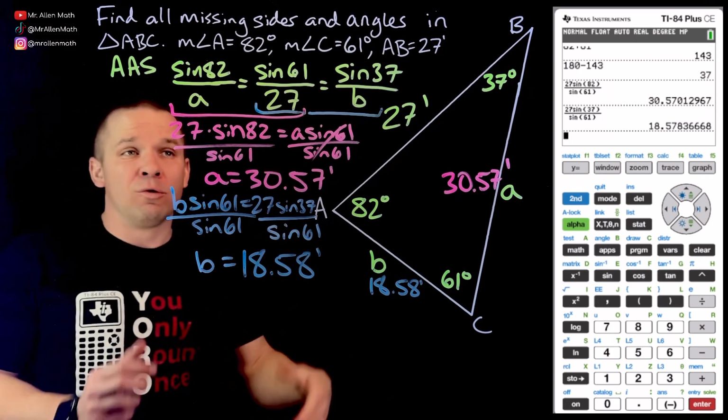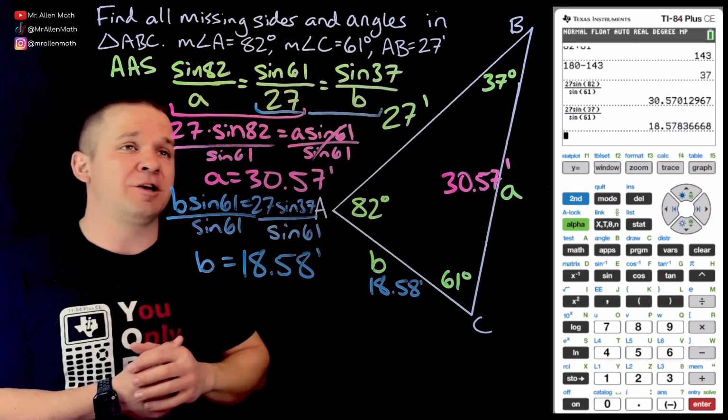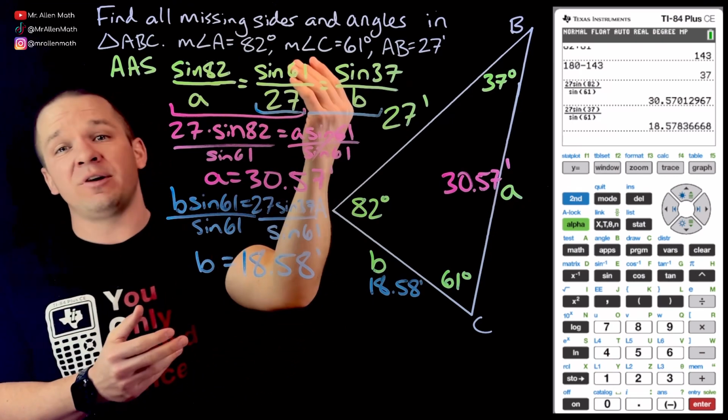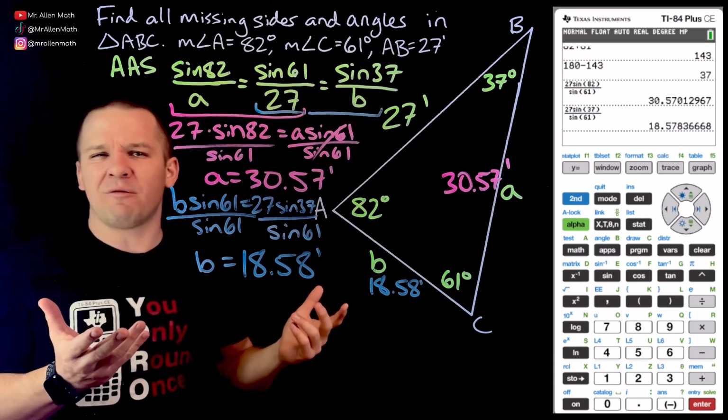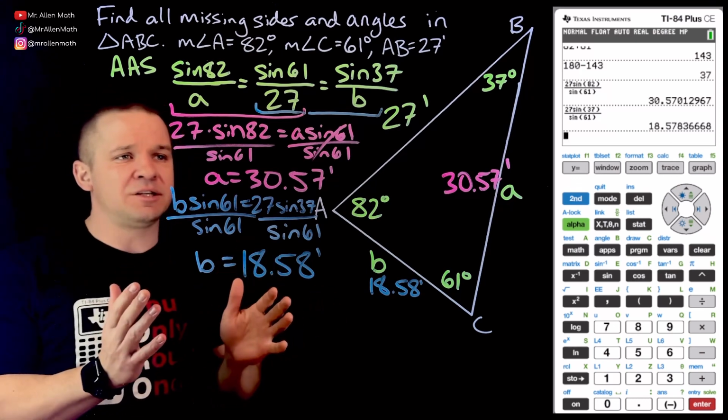Kind of a cool formula, real easy to work with because it's just cross multiplication to solve for these things. There are times we have to solve for the angles, which is a little bit more work. You've got to use some inverse sine, but not a big deal. We'll cover that in another video.